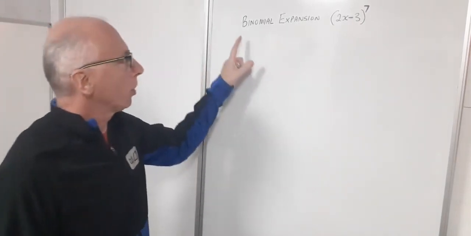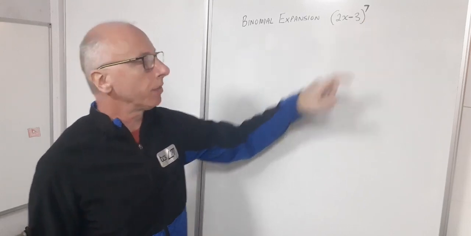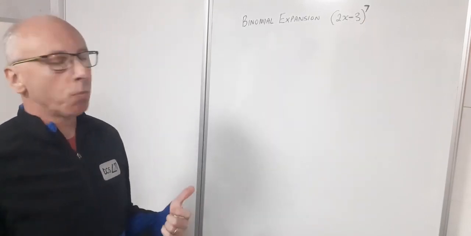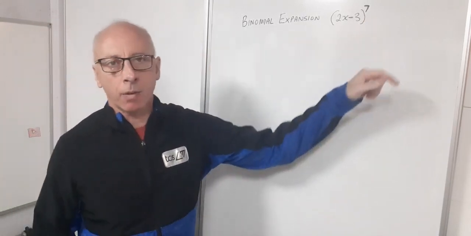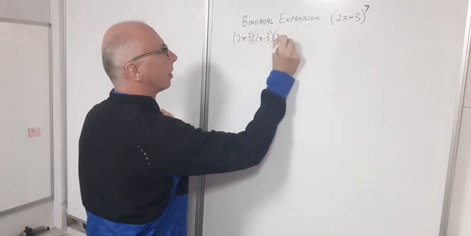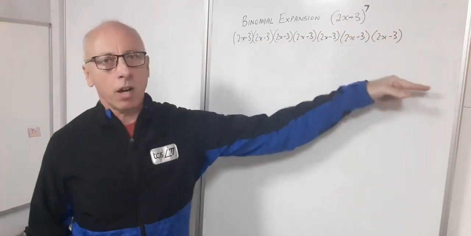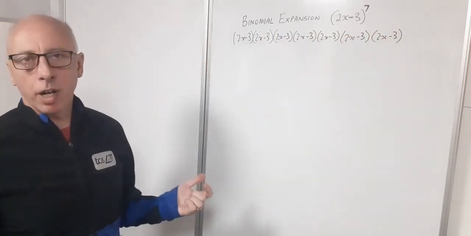So in this question here, we're going to do the binomial expansion of (2x - 3) to the power of 7. Now what we don't want to do is to write this all out 7 times, and then try to multiply that all together. That's going to be a right pain.